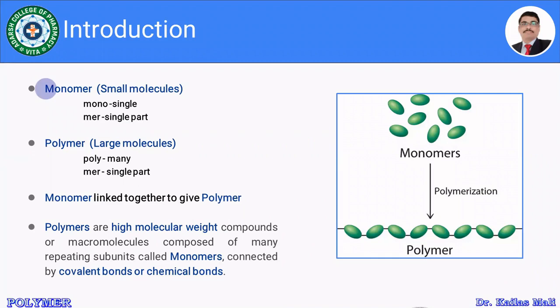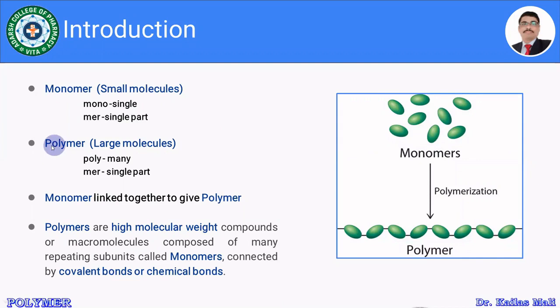Before starting the discussion on the polymer, there is a need to understand the term monomer. What is meant by the monomer? Monomers are the small molecules, isn't it? Mono stands for single, mer stands for single part. So the small molecules are known as the monomers.